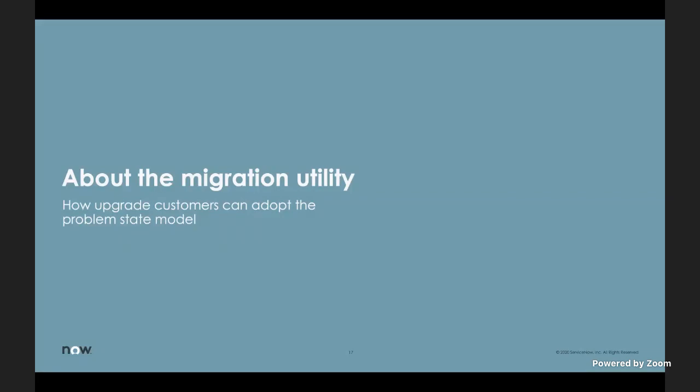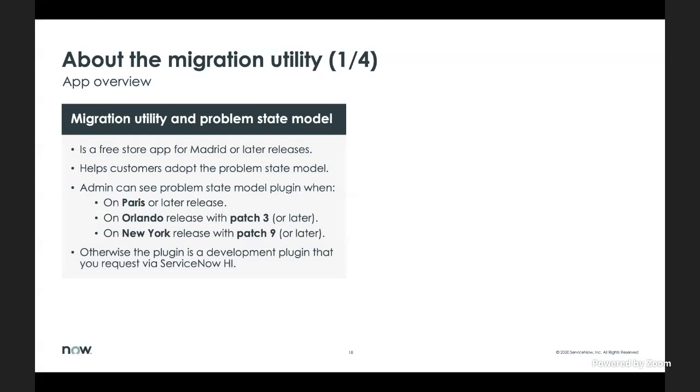Okay, so that was the problem state model. So what about the migration utility, which is how upgrade customers can actually adopt this problem state model or look to adopt it? So we've done a few things with this. So a quick bit first about the actual utility and the problem state model itself. So the migration utility, it's a free store app that's available for Madrid or later releases. It helps customers to adopt the problem state model.